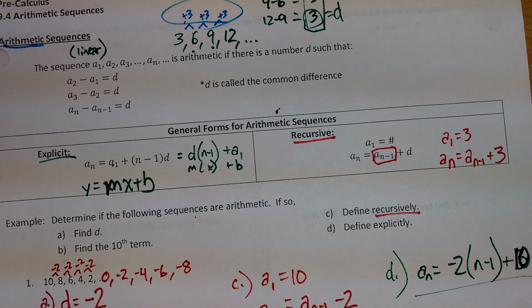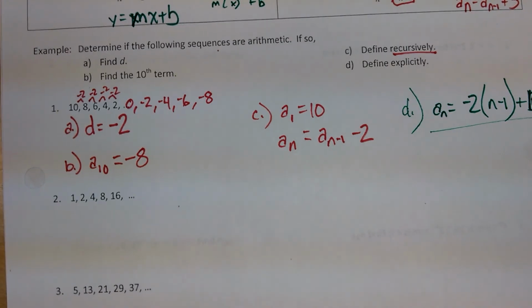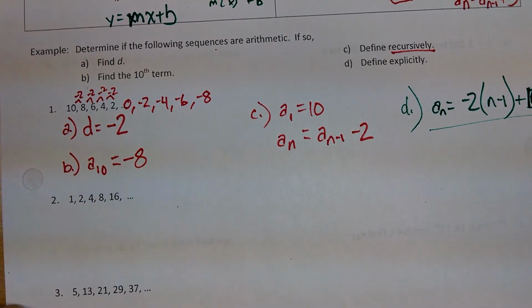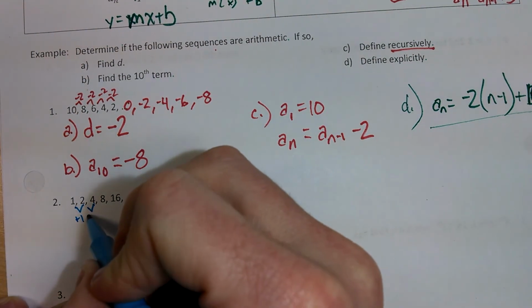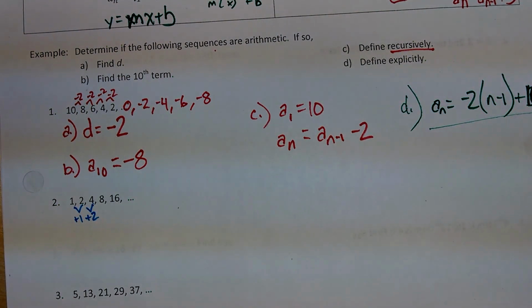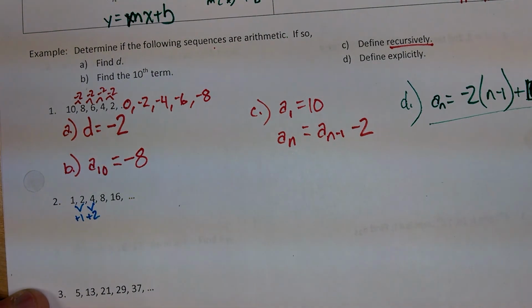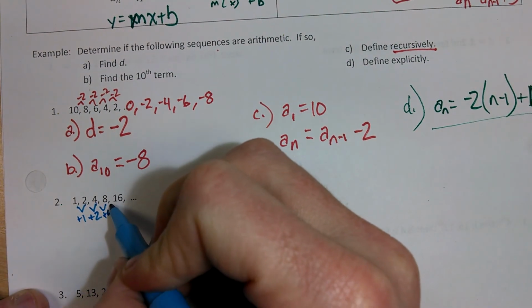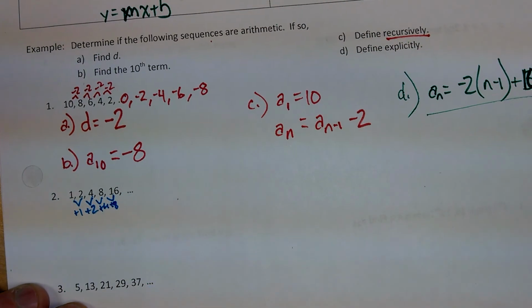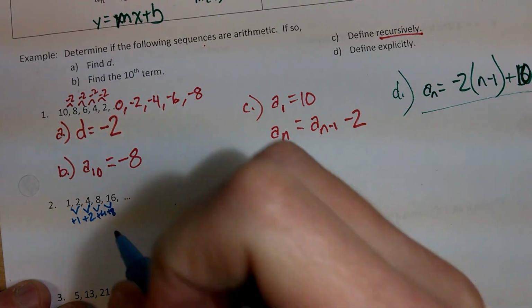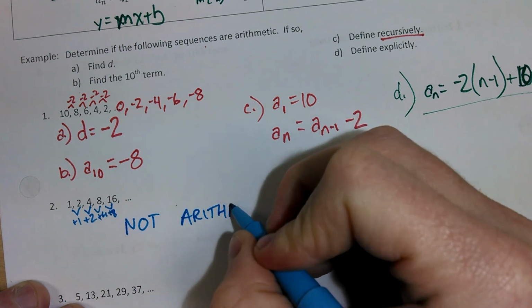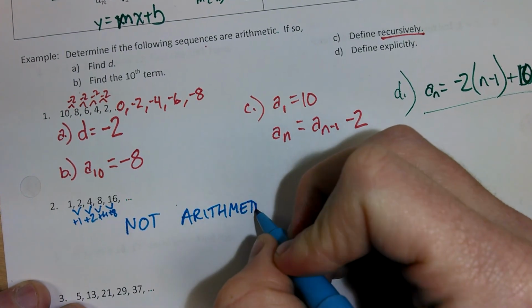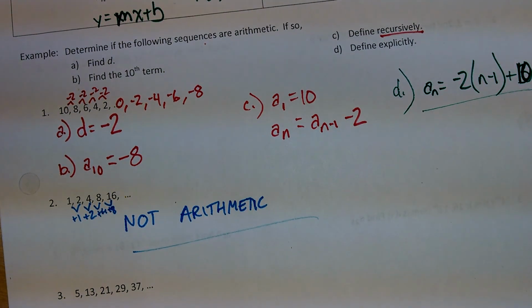Okay, let's look at one more example, number 2. We've got the sequence 1, 2, 4, 8, 16. 1 to 2 is plus 1. 2 to 4 is plus 2. Okay, since those two aren't the same, and if I were to keep going, we'd have plus 4, plus 8. That is not a common difference, so this is not arithmetic. And we don't have to go any further with this one.